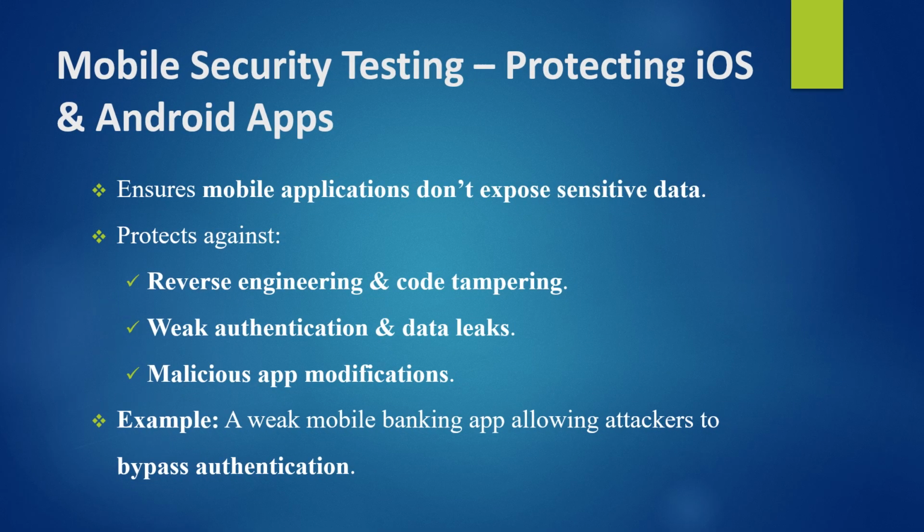With billions of mobile users, attackers actively target iOS and Android applications. Mobile security testing ensures apps encrypt sensitive data instead of storing it in plain text, permissions are correctly configured to prevent data leaks, and reverse engineering protection prevents hackers from modifying app code. Example: a weakly secured mobile banking app could allow attackers to bypass login screens, granting them full account access.